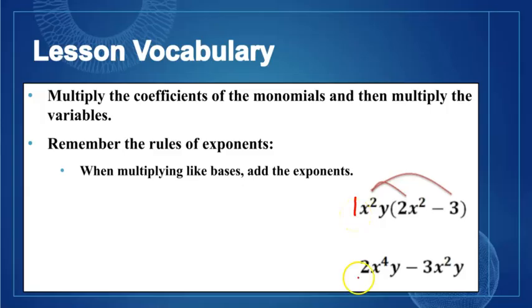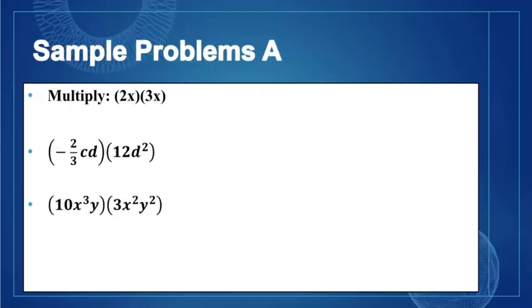1 times 2 is 2. X squared times x squared is x to the 4th, and then we have y. And then if you distribute to the negative 3, 1 times negative 3 is negative 3. X squared times 1 is x squared. Y times 1 is y. So just remember the rules of exponents when you are multiplying these monomials. So let's take a look at our first examples.